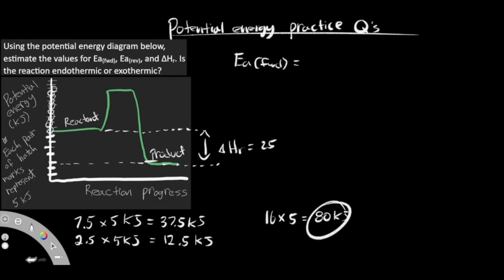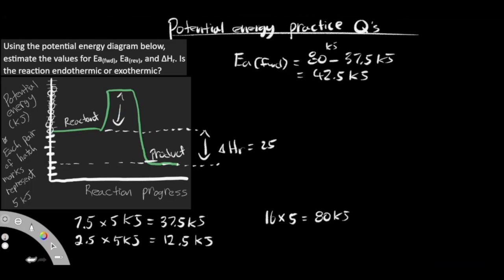Well, we have our 80 over here, but we got to subtract it by our reactant. We figured out that our reactant was 37.5, so I'll just subtract it by 37.5. What do you end up getting? I end up getting 42.5 kilojoules. So this over here, our EA of the forward reaction, is going to be 42.5 kilojoules.